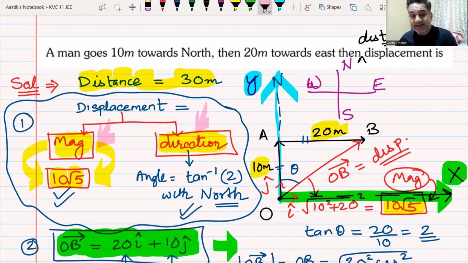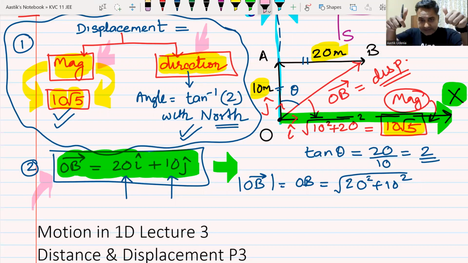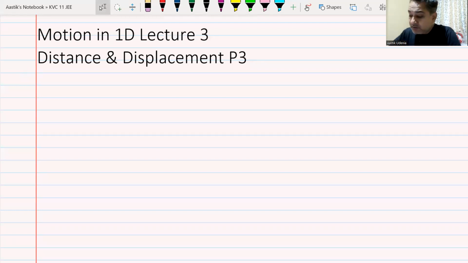The second way, as we had seen, was straight away writing the displacement as a vector quantity. Once you write it as a vector quantity, the direction and the magnitude follow. We understand this? Okay, let us move ahead and let me give you another question based on the same concept of distance and displacement.